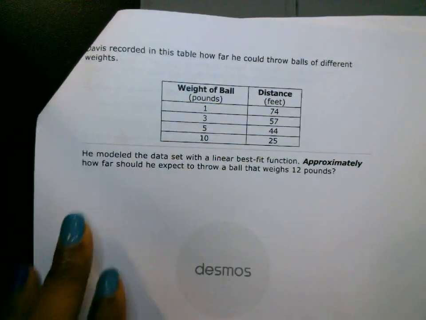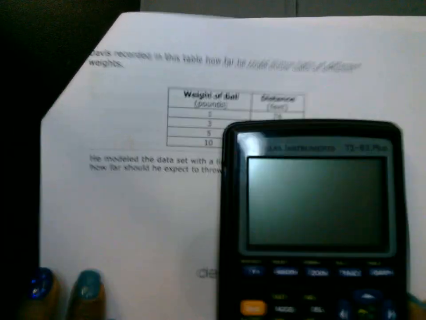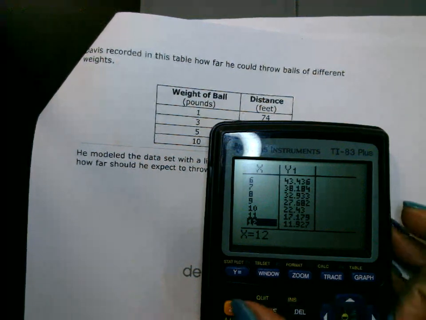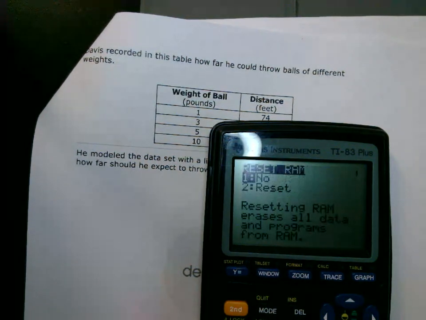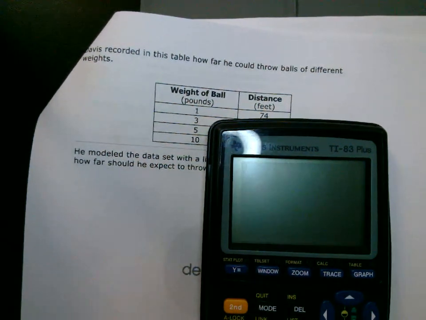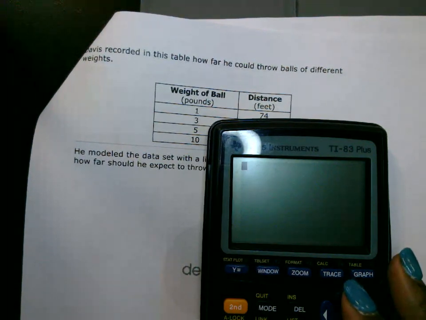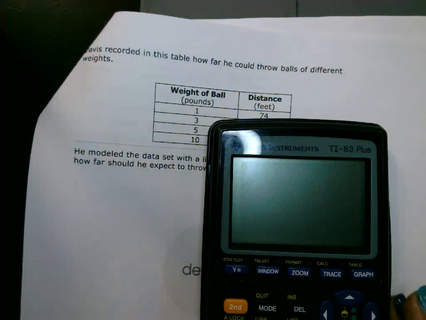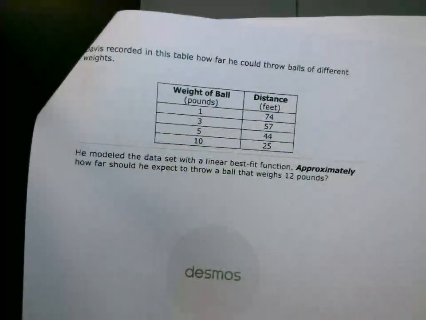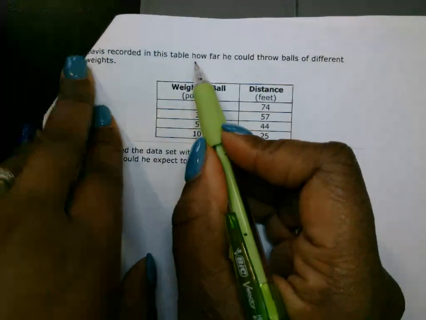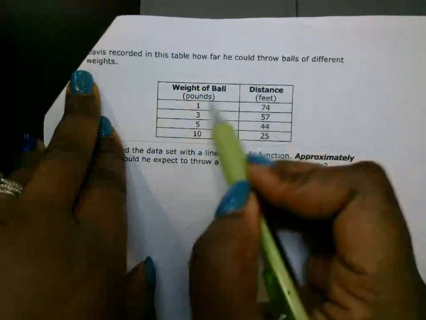All right, so we're going to do the study guide. We're on problem number 7. We did part of problem number 7 yesterday with my fifth period, but sixth period finished it completely. Okay. All right. So number 7 says David recorded this table. How far does he throw the ball?